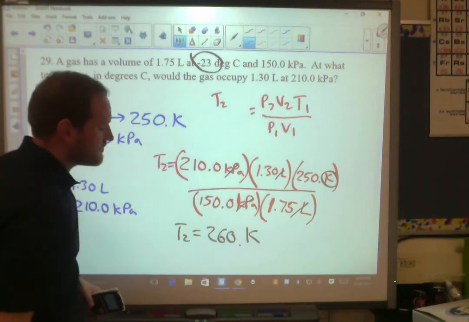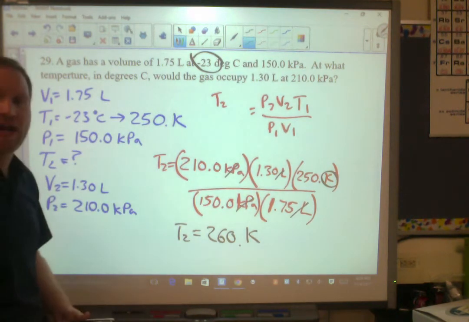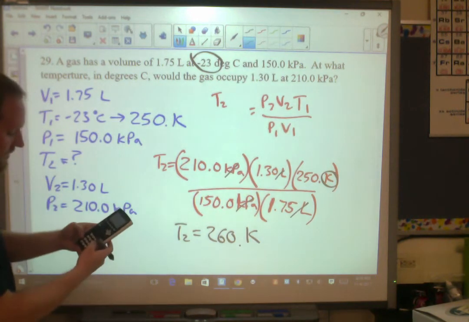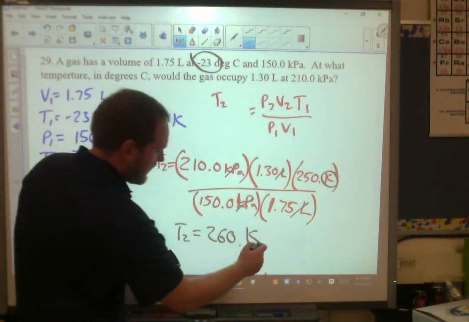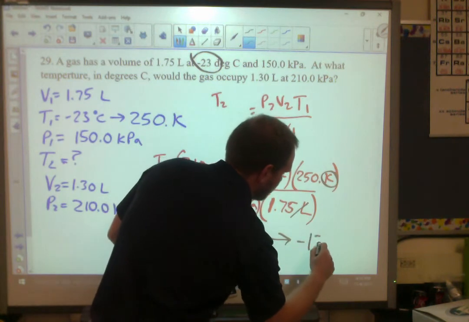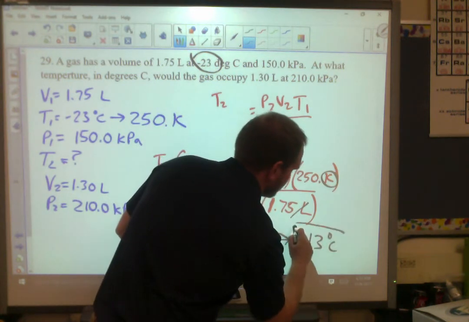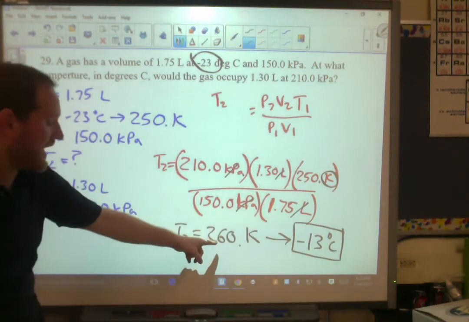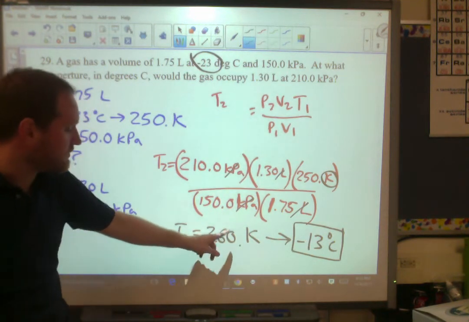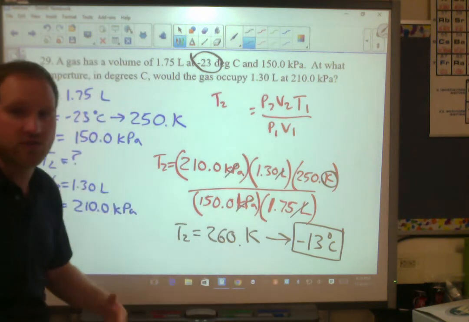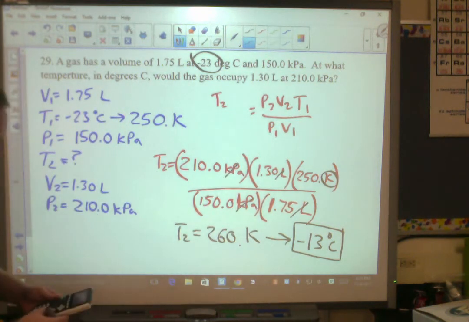My answer is 260 point Kelvin, but the problem asks for Celsius. So we're going to take this and subtract 273, and we're going to get negative 13 degrees Celsius. Now, why don't I keep 3 sig figs? Because I'm not multiplying or dividing, I'm subtracting. So nearest whole number. My answer is negative 13 degrees Celsius.